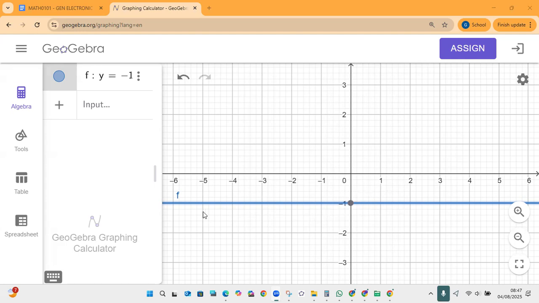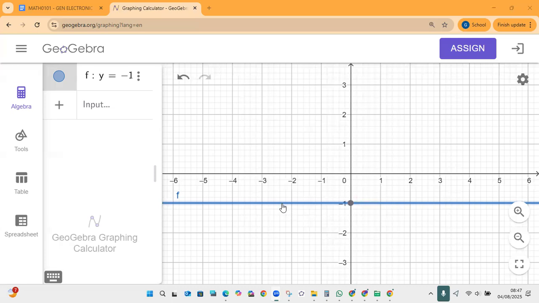So therefore, this shows you that the equation of this line is y is equal to -1. And here it is. Y is equal to -1. F stands for function. We'll discuss that in a later video. But here, y is equal to -1 is the equation of this line. Now, the gradient of this line is 0 because the y value does not change.